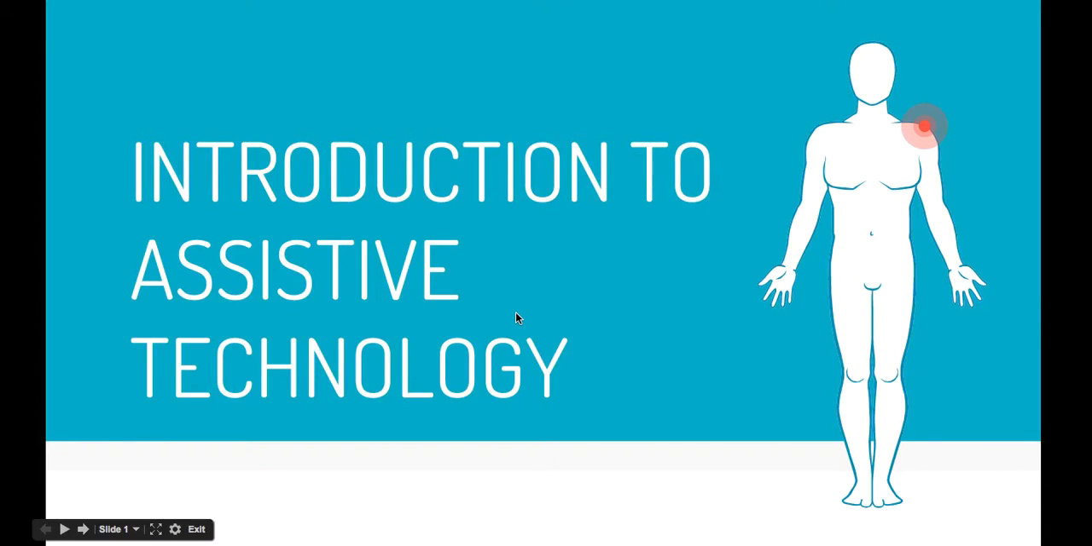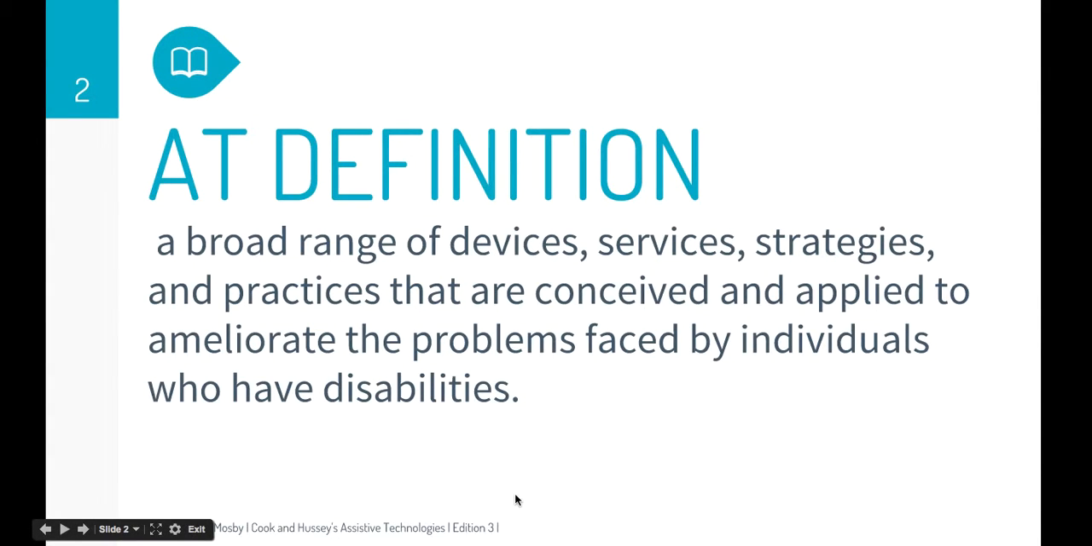So in this introduction, we're just going to go quickly over some assistive technology concepts just to get you going. A definition of assistive technology is a broad range of devices, services, or strategies that can help an individual with a disability to access their environment and solve a problem for them. So the key word really is any device or strategy.